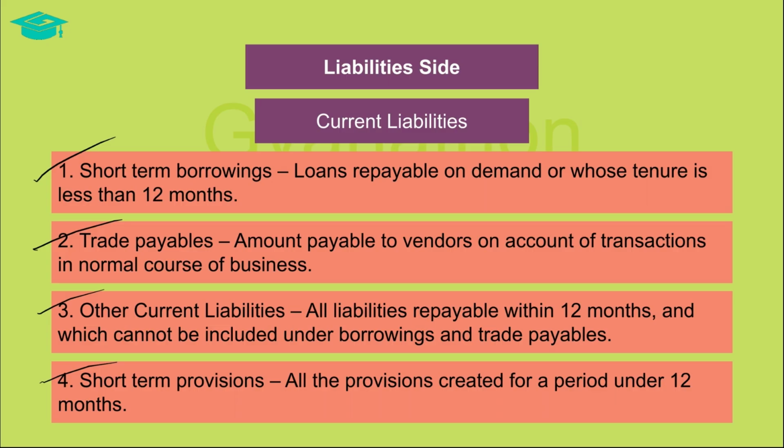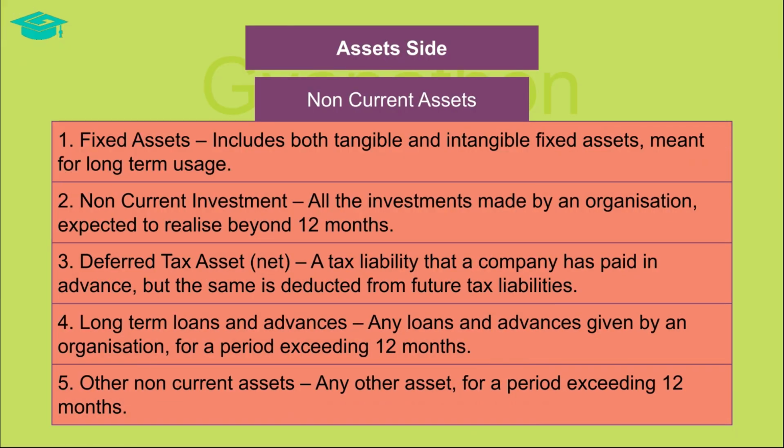Now that we are done discussing the heads under the liability side of the balance sheet, let's move on to the heads under the asset side of the balance sheet. We saw that the liability side had four major heads, which can be divided as the first two being shareholders' funds and the next two being actual liabilities, that is non-current and current. On the asset side, we have two major heads, that is the non-current assets and the current assets.